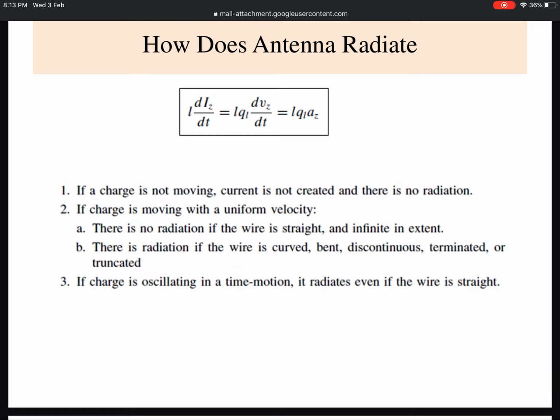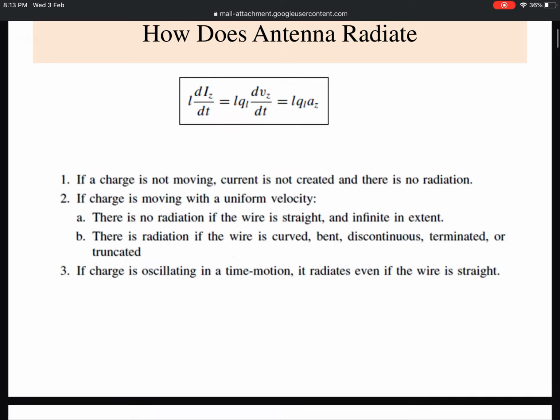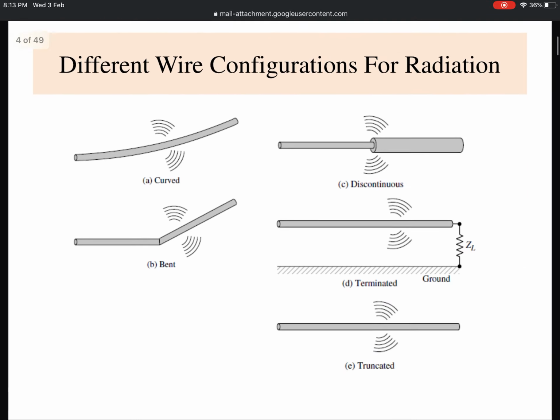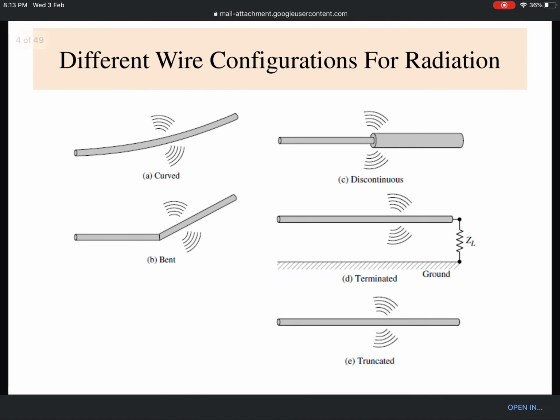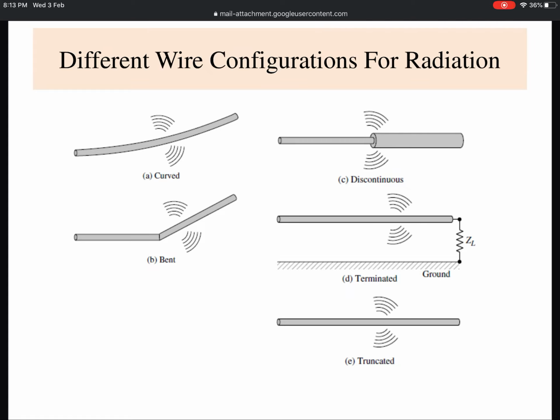And if the charge is oscillating in time, that is the perfect case, the time varying current, then you can take a normal straight wire and it will radiate. To illustrate these facts, I have taken these geometries and shown that if the geometry of the wires is curved, bent, discontinuous, terminated or truncated, then how the radiation can take place, where the discontinuities are coming, and how wherever these discontinuities are, they take part in the radiation.